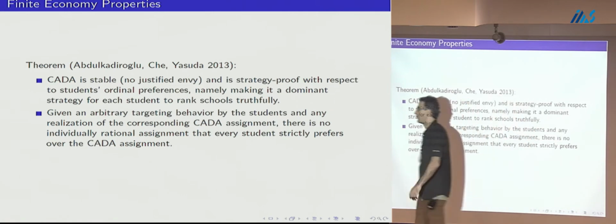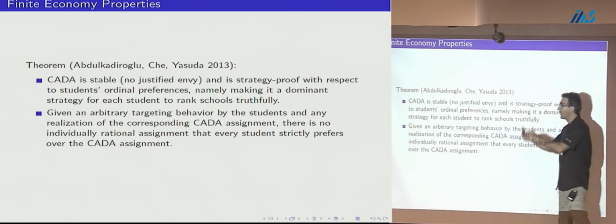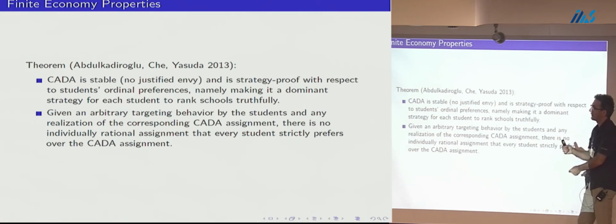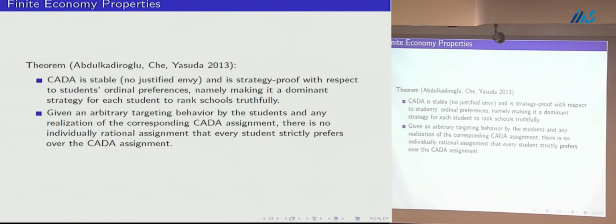What does it mean to truthfully report my target school? No, I did not mention that. It is strategy proof with respect to students' ordinal preferences. So you mean only truthfully report my strict preferences? Yes, only ordinal preferences. But as a parent, how do I choose my target school? And that is the tricky part, right? It is not simple. And I'm going to show you an example for that. Even if you do not play your optimal strategy, CADA is still going to produce something that's going to be ordinally efficient.